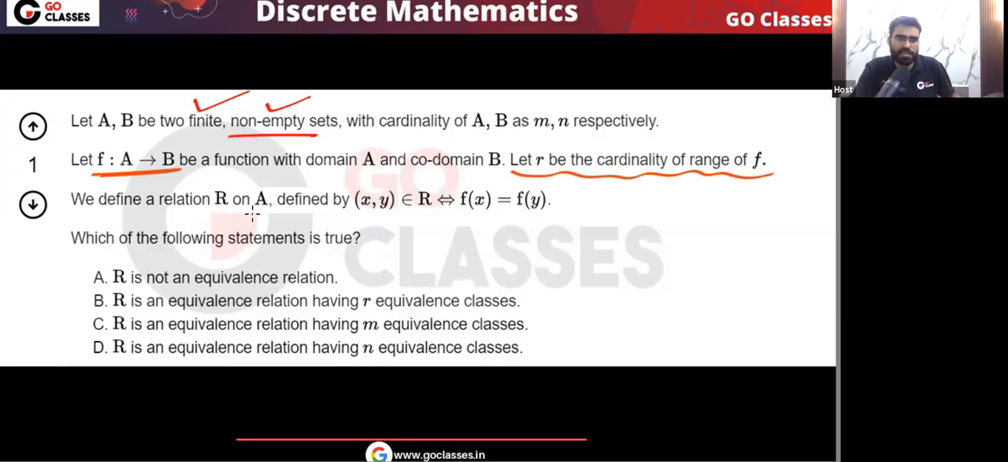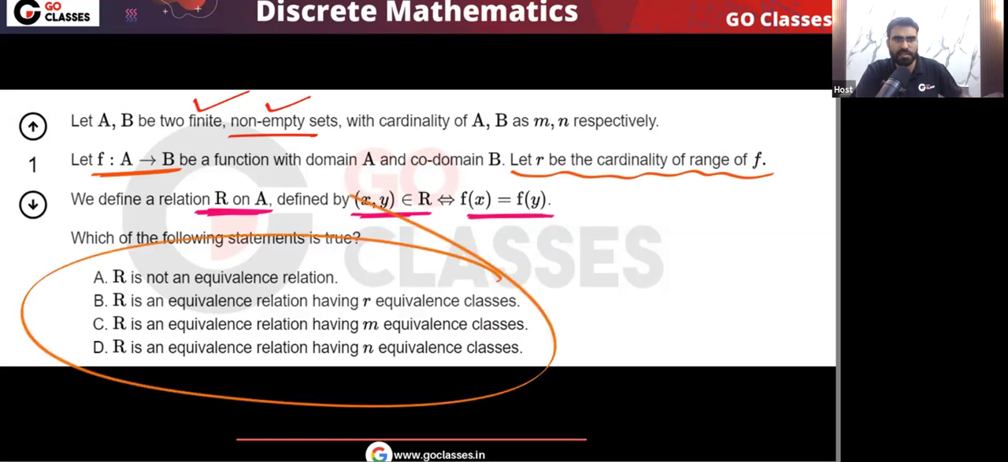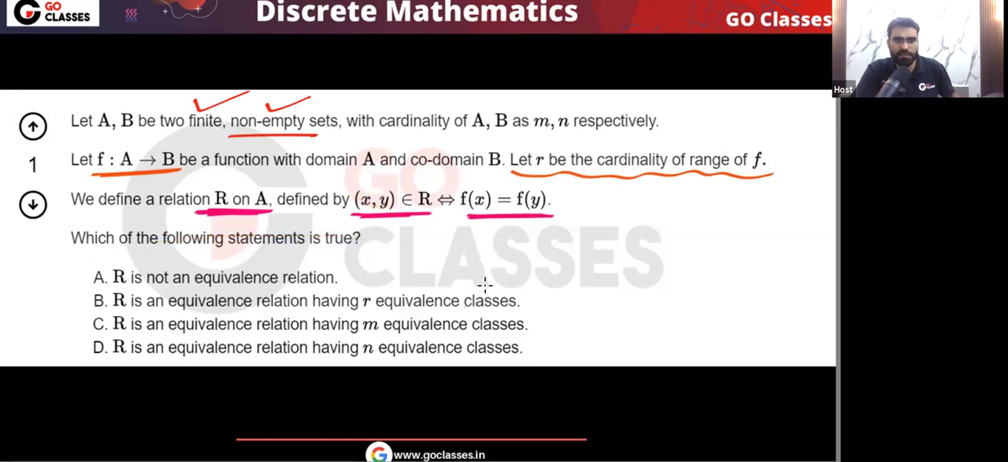We define a relation R on A. Remember, we are defining relation R on A. So A is the base set. And we are saying that x is related to y if and only if f(x) and f(y) are same. And the question is asking, is this an equivalence relation? If this is an equivalence relation, then how many equivalence classes will be there? So this is the question.